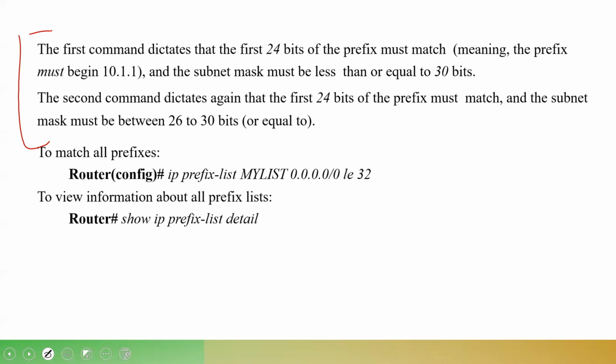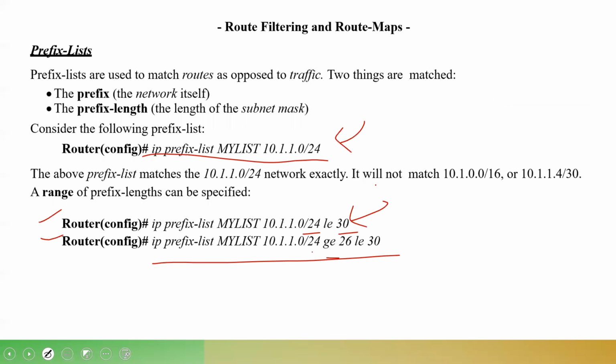Great. Now, if you want to match everything, then you can start with 0 up to 32. That means you are matching everything. Match all prefixes. All right, so this is about the prefix list.